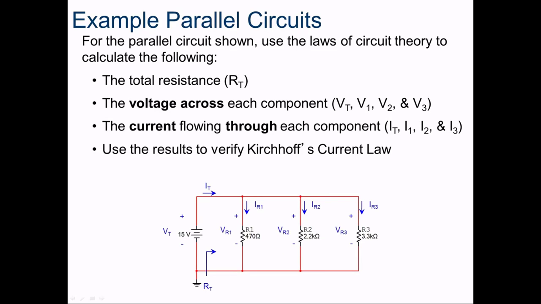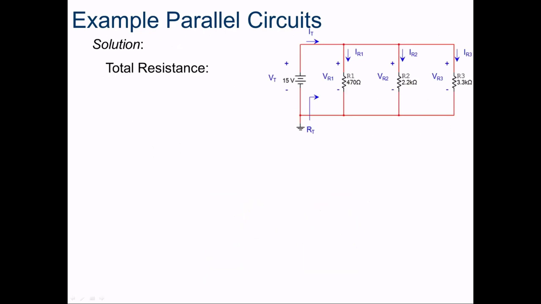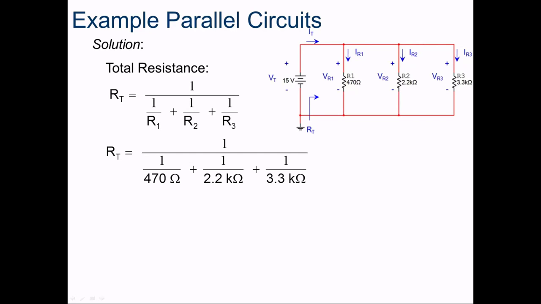So in this one, we're going to find total resistance, voltage across each component, current flowing through each component, and we're going to verify Kirchhoff's law. Let's do total resistance. It's not like a series circuit. Remember, here's our equation. Fill it in. 470, 2.2, 3.3. I'm pulling that from right here. I get 346.59 or 350 ohms.